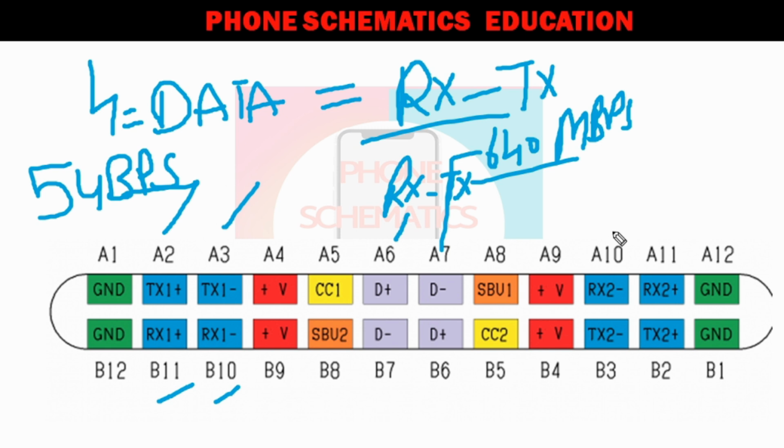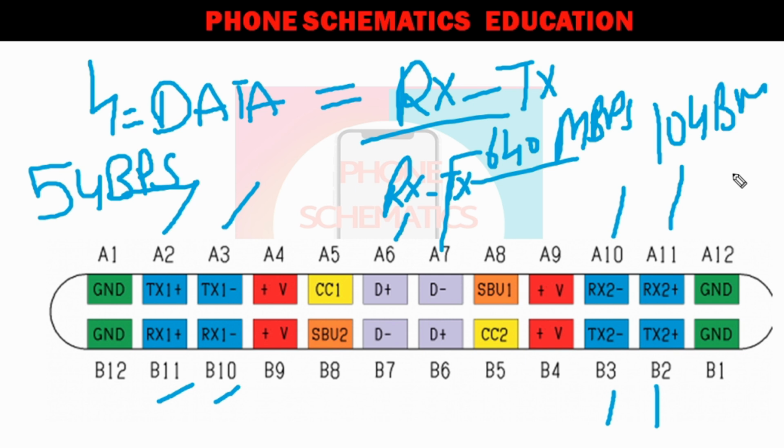Now you will see here also A10, A11, B3, B2: RX2 minus, RX2 plus, TX2 minus, TX2 plus. These pins were introduced later on. These pins also work in pairs, right? In every 24 pin charging port, you will see these 8 pins, TX1 series and TX2 series, total 8 pins, right? Through these pins, data speed goes up to 20 Gbps, right?